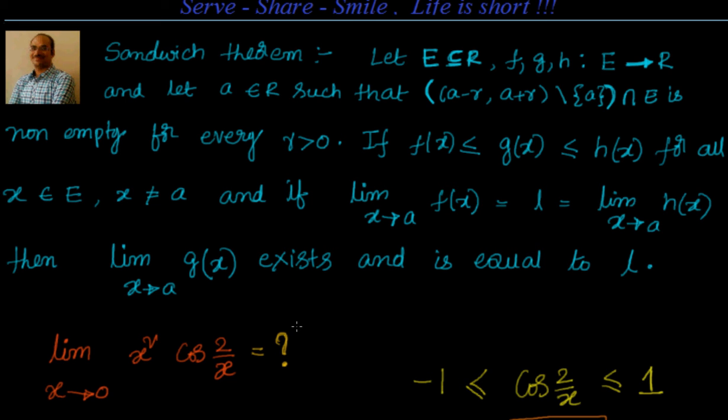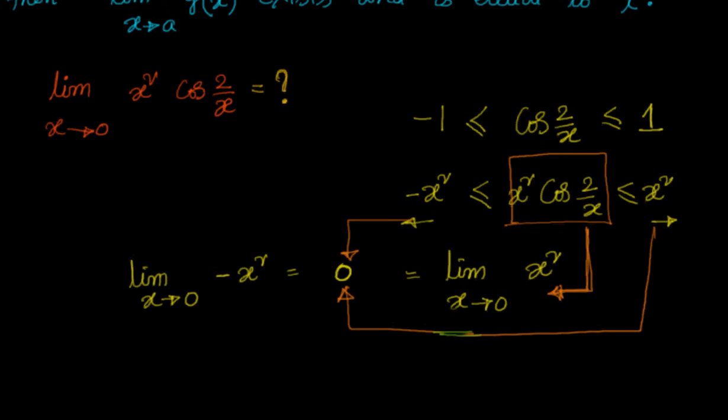Now let's go back. Continuing with the problem we started, I can say that minus 1 is less than or equal to cos 2 by x, which is less than or equal to 1, we did that, and we have seen that x square is limiting to 0 as x tends to 0, and similarly minus x square is tending to 0. The one in between is basically the one which is sandwiched. It will have the same limit, that is nothing but equal to 0. So that's about the sandwich theorem.